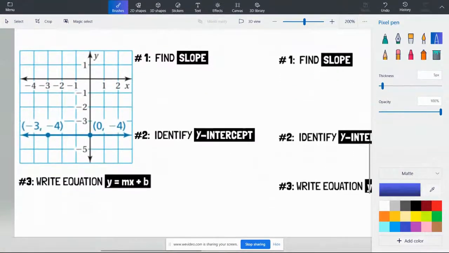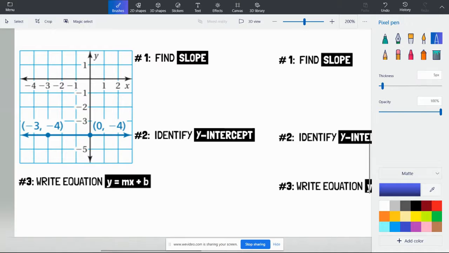Pause the video. I want you guys to try this one. This one's a little tricky because it's a horizontal line. So remember your rule for horizontal lines before you go through and do it. How do you find the slope of a horizontal line? Pause it, try it. All right, now that you've tried it, let's go through it together.